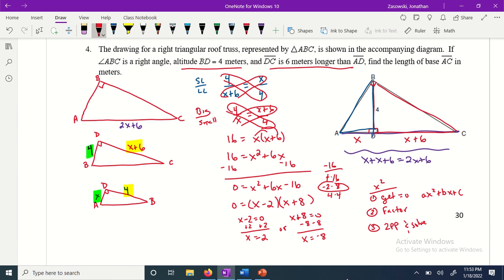And which of these answers would make sense in this question? Hopefully you realize that it can't be a negative answer. We have to use 2. And we're looking for, okay, the length of AC. So remember, if we're using 2, we have 2, and then we have 2 plus 6, or 2x plus 6, right? So AC is 2 plus 2 plus 6, and that's 10.